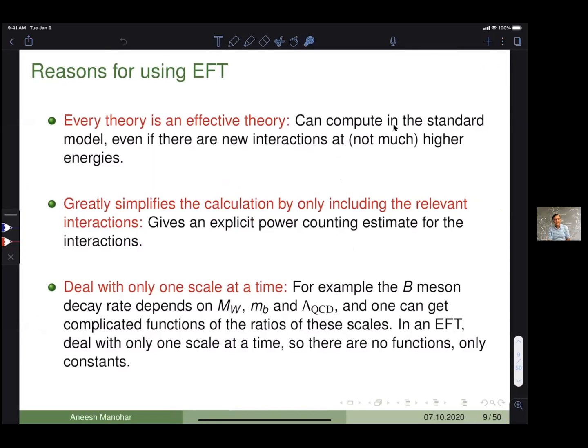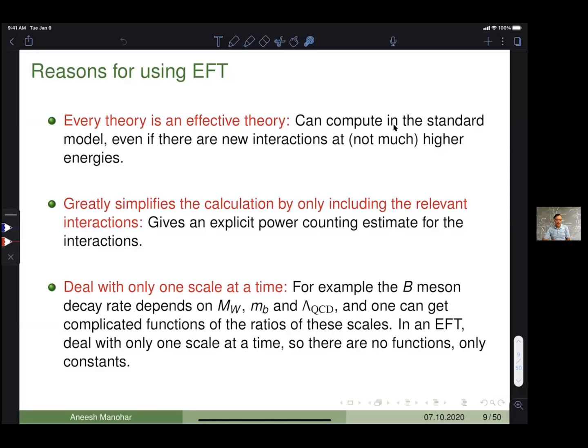So let me quickly summarize some of the reasons for using an EFT. First of all, every theory essentially is an EFT. We don't know the exact theory of nature; there is always some unknown stuff we're neglecting. The other thing it does is it greatly simplifies the calculations by only including the relevant interactions for the process that you're interested in. What EFT you use depends on what observable you're going to calculate, and you have to figure out what the appropriate EFT is for what you want to do. And figuring out the correct EFT is not necessarily trivial. It can be very complicated, non-trivial and non-intuitive to figure out.